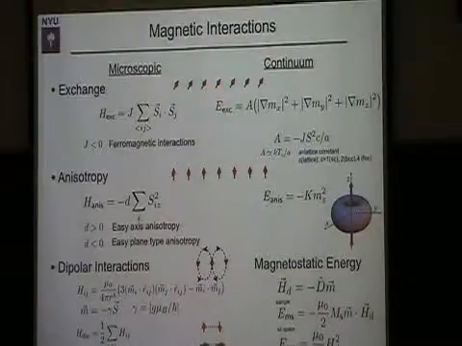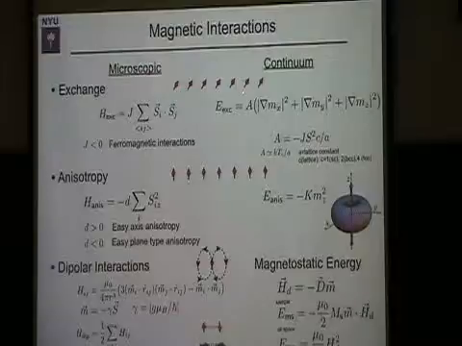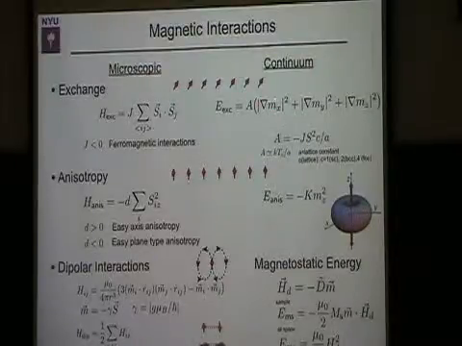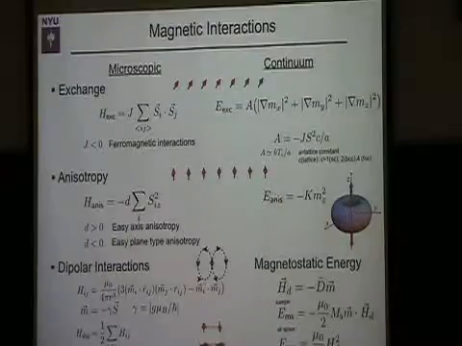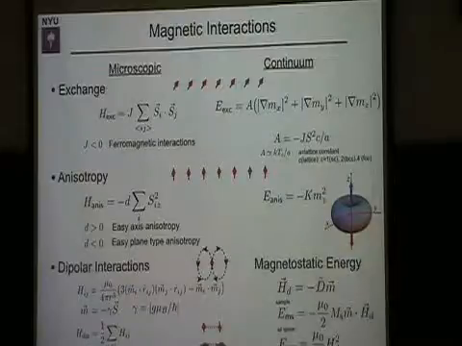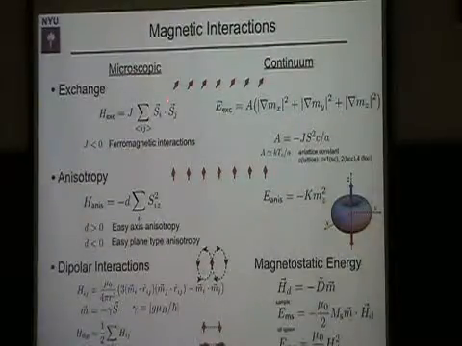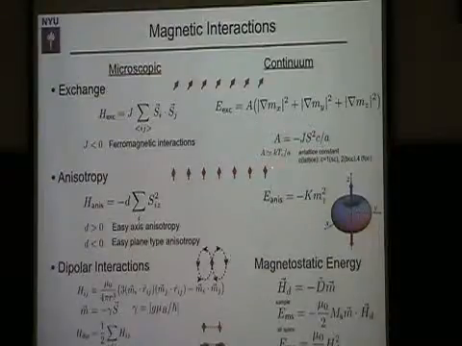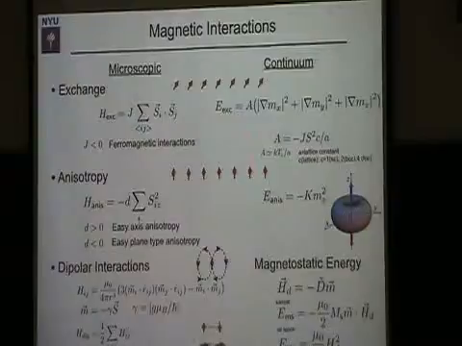In a continuum description, you can write the interaction as follows in terms of the gradient of the magnetization squared. Often this interaction is strong enough in a material that the spin directions aren't going to vary on the scale of the lattice constant. So a continuum description makes sense. And Tc, the ordering temperature, is set by the scale of the exchange interactions.